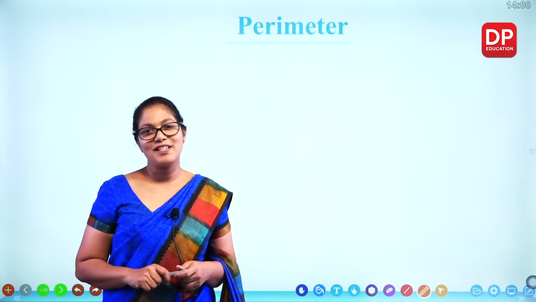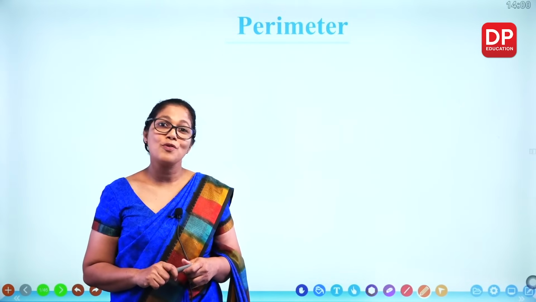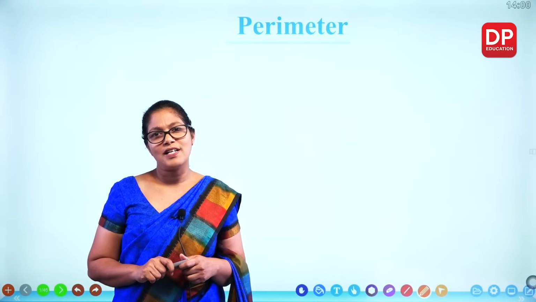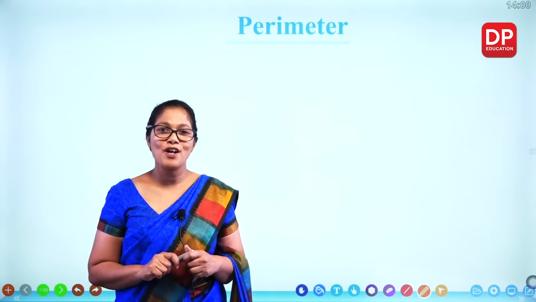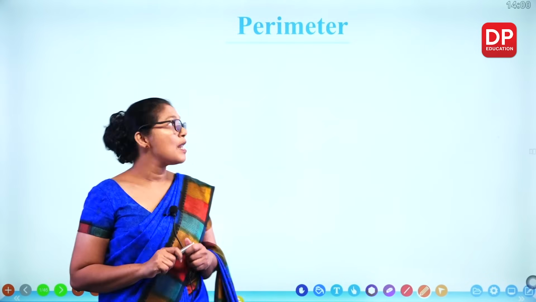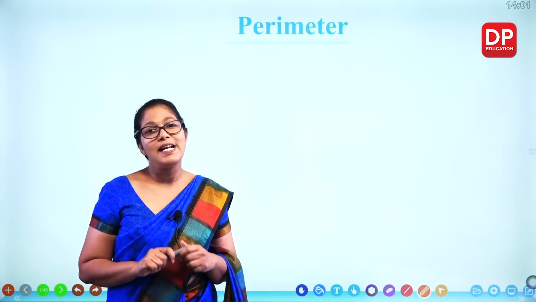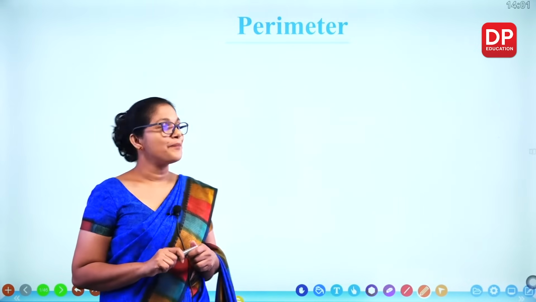Hello grade 10 students. Today I am here to teach you mathematics relevant to your grade 10 textbook. So what is the first lesson in your textbook? That's called perimeter. So here we'll see what are the basic concepts related to perimeter.